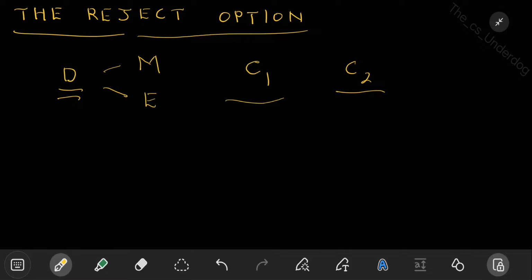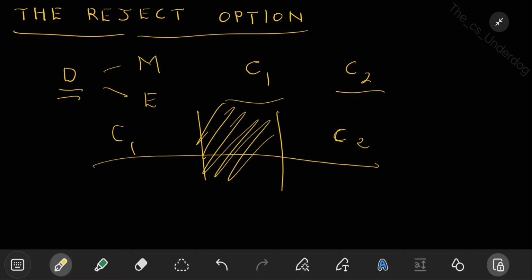That is, instead of giving a decision, you leave that part. You say, I don't know. I don't know whether this belongs to C1 or C2. Let us say this is the complete range. Here it is strongly C1, here it is strongly C2. This is the gray area. Let's say here you are not very sure whether it is C1 or C2. So what do you do? You say, I don't know.